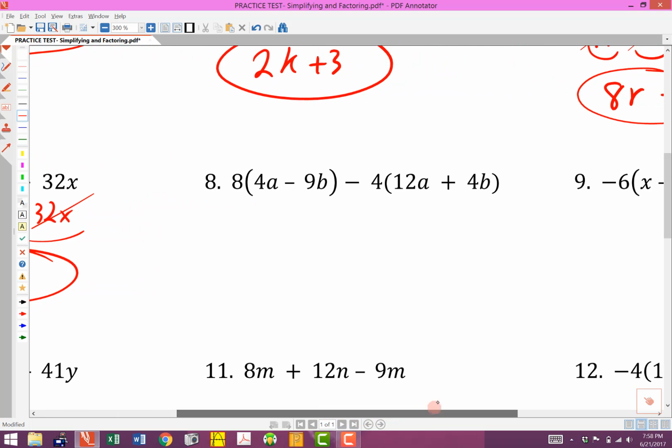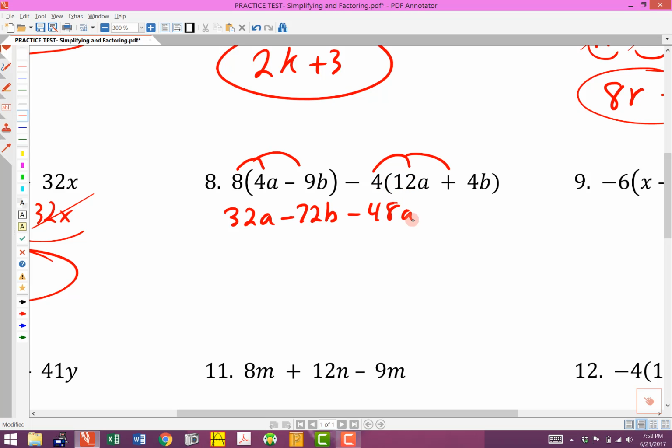Let's take a look at this one. Got a couple things to distribute here. Got that to distribute and this to distribute. So let's see what we've got here. 32a. Let's see, negative 72b. Negative 4 times 12, that's going to be negative 48a. And negative 4 times 4, so that's going to be negative 16b.